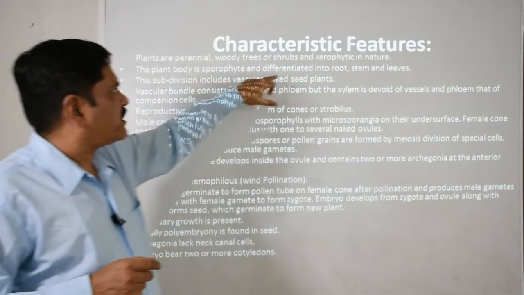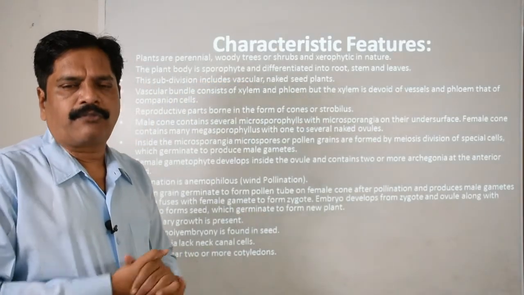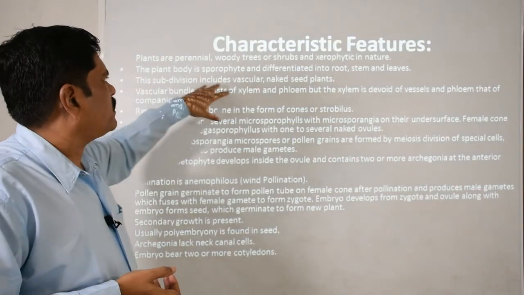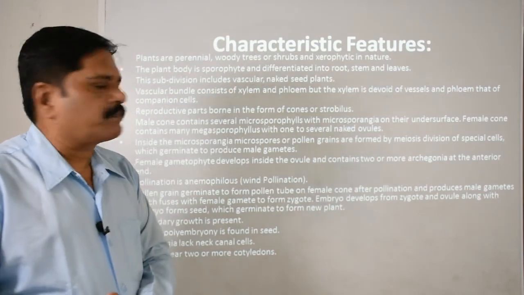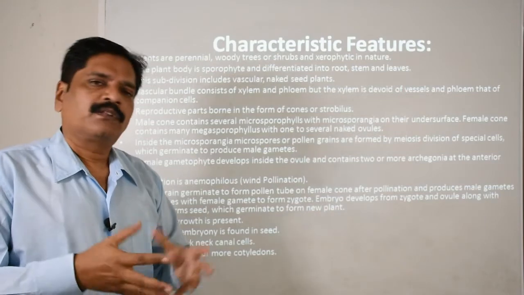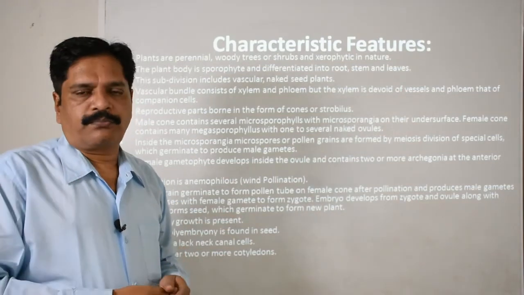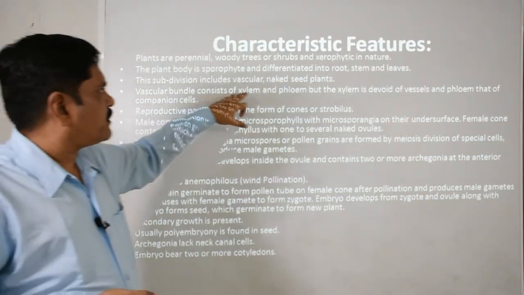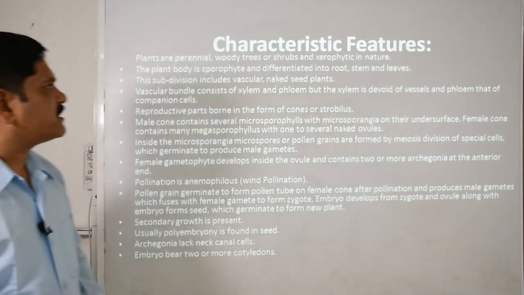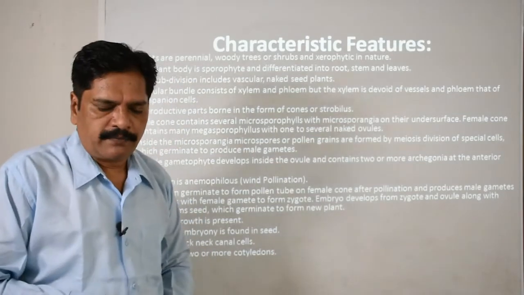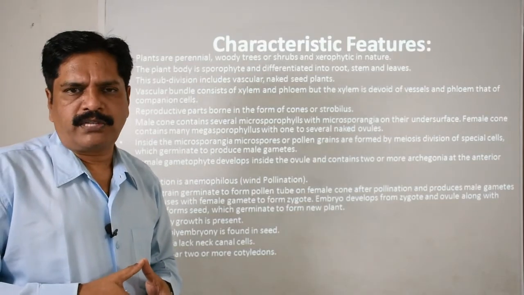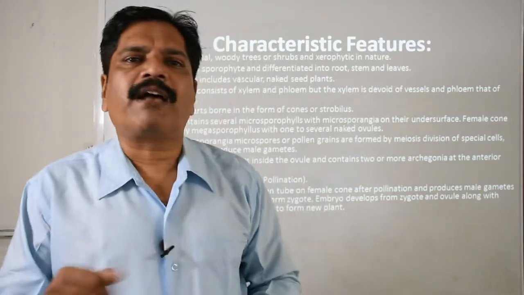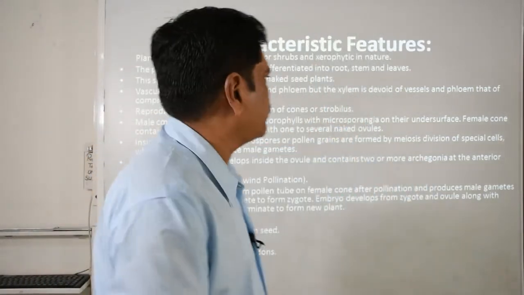The plant body is a sporophyte and they differentiate into root, stem and leaves. Of course they are tracheophytes, that means a clear cut distinction is observed, and this subdivision includes the vascular and the naked seed plants, okay. Two basic features are there, the vascular tissue is there and seeds are also present, but they are not covered by a coating around them, clear. The vascular bundle consists of xylem and phloem, but the xylem is devoid of vessels and the phloem is devoid of companion cells, clear. A well developed vascular tissue is there, but what is the speciality? The speciality is that xylem lacks vessels and phloem lacks companion cells, clear.